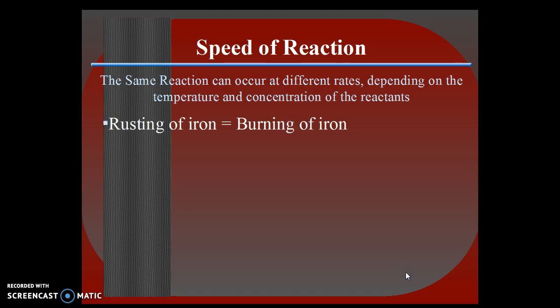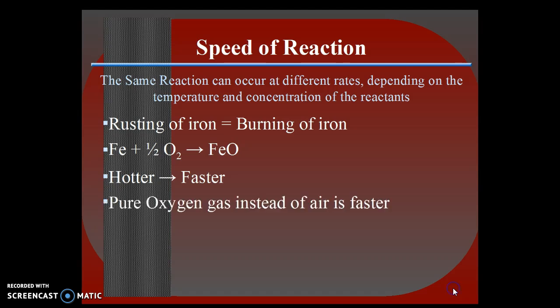The same reaction can occur at different rates depending on temperature and concentration. Iron rusting is actually the same as iron burning. Iron is reacting 1 mole with 1/2 mole of oxygen to form a mole of iron 2 oxide. If it's hotter, it goes faster. If we add pure oxygen instead of air, we make the reaction go faster. So, if we heat it up and use pure oxygen, we get an extremely fast reaction.